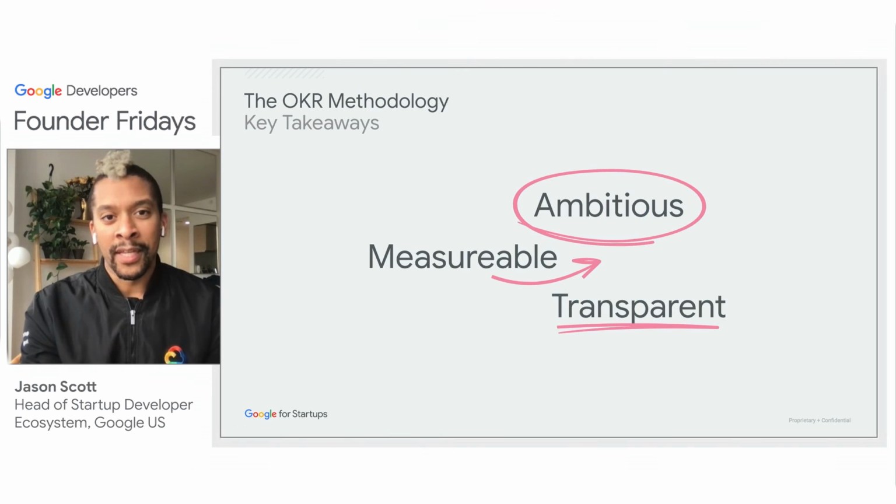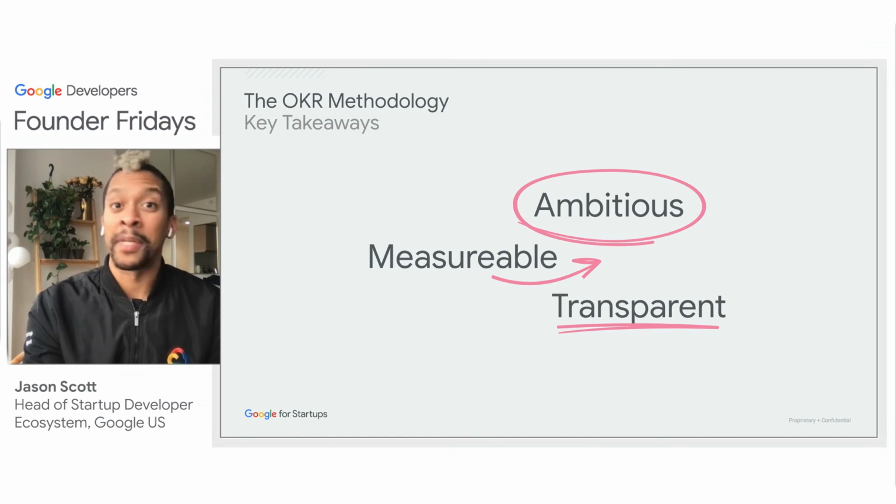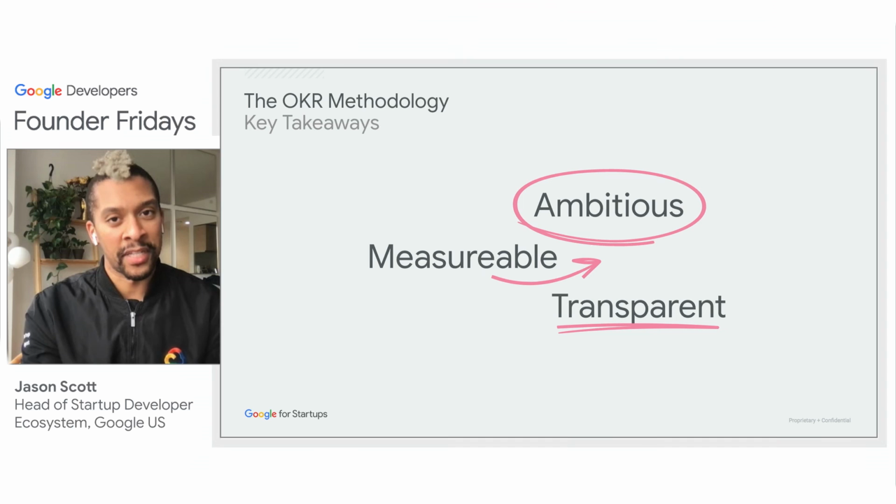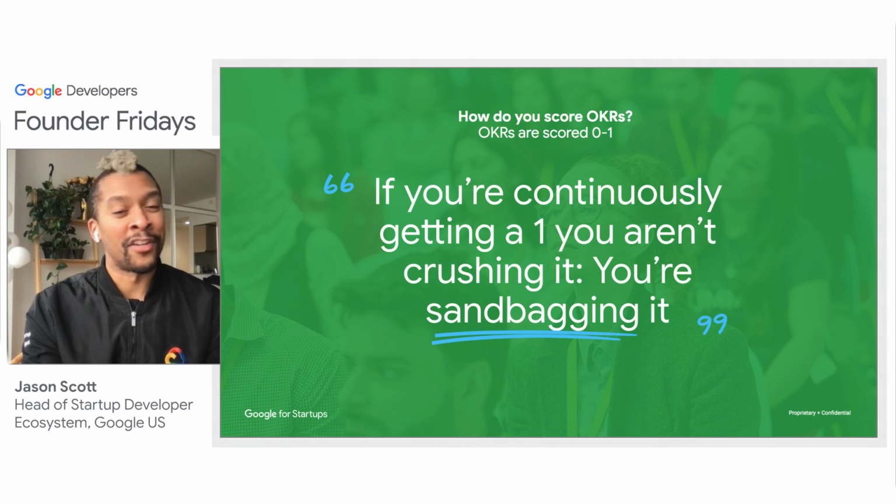And most importantly, if you remember nothing else, make sure your OKRs are ambitious, make sure they're measurable, and make sure they're transparent. And if you're continuously getting a 1, you're not crushing it, you are sandbagging. And I will always ask you, can you do more? And could we have done more?